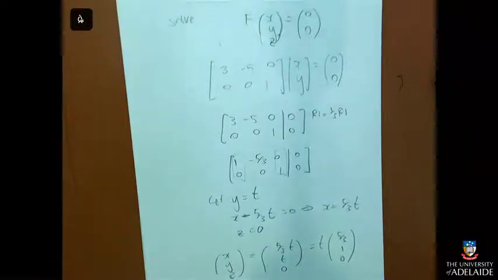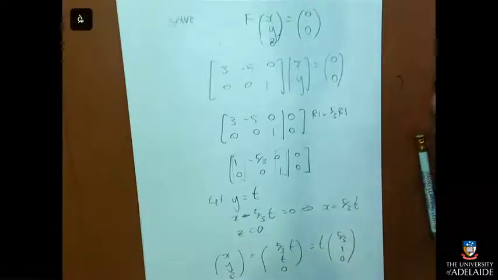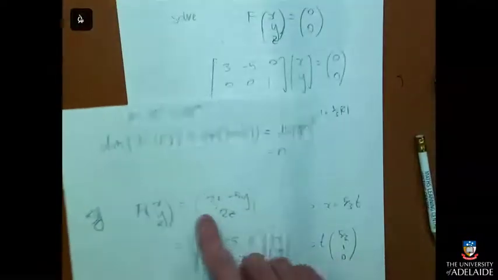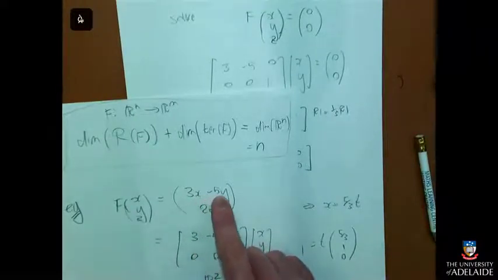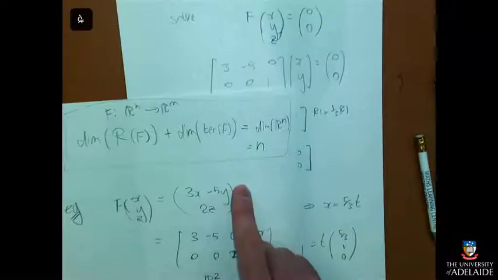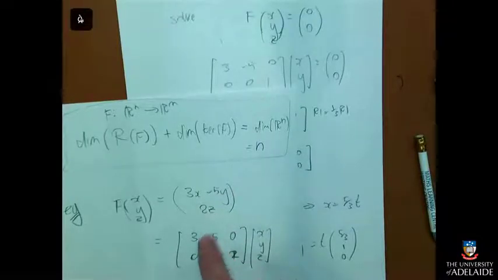Just to check that I've done everything right, I'm going to see if this 5/3, 1, 0 comes out to 0 when I put it through the function. So 3 times 5/3 is 5, minus 5 times 1 would be 5 minus 5, which is 0. Excellent. And 2 times 0 is 0, yes, it works.